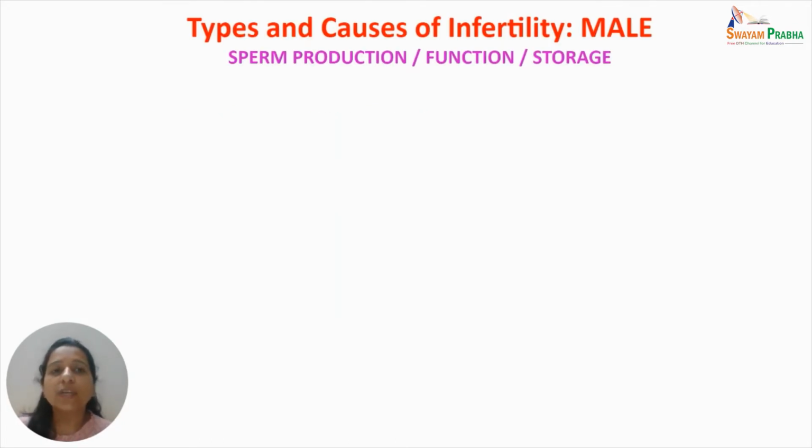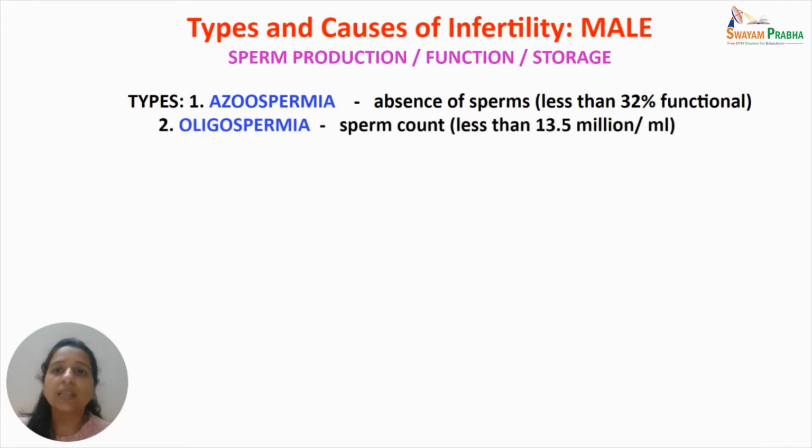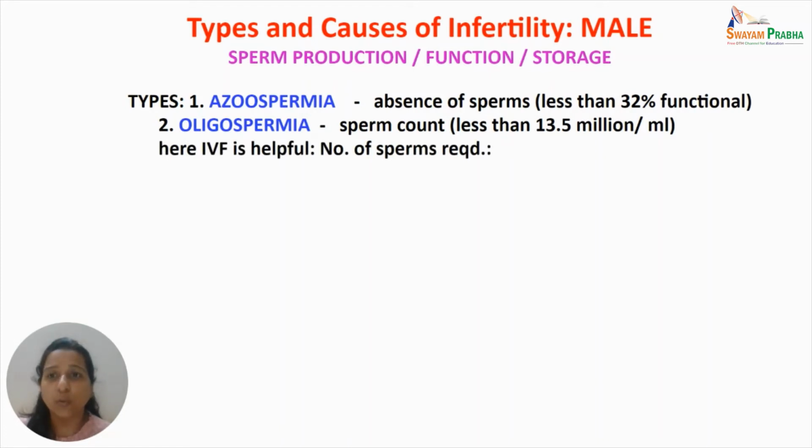Now, the types and causes of infertility among males include problems with sperm production, sperm function, or the storage of sperm. The cause of infertility can be azoospermia, which is characterized by absence of sperms. This is also called azoospermia if the number of functional sperms is less than 32%. The second type of infertility is oligospermia, in which the sperm count is generally less than 13.5 million per ml. That is, the concentration of sperms is quite low. So in these cases, IVF is helpful.